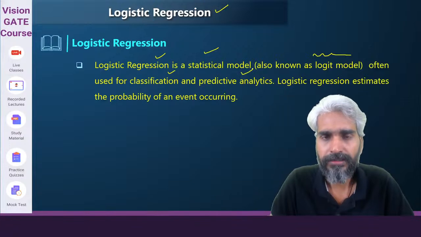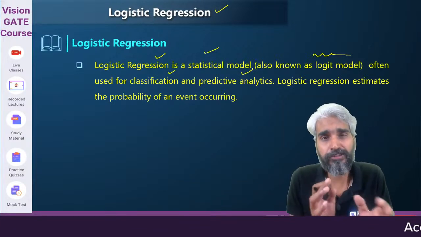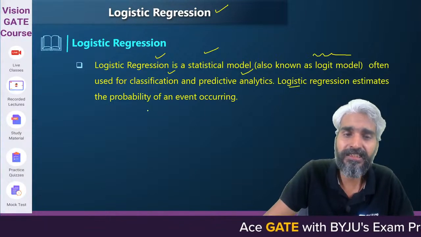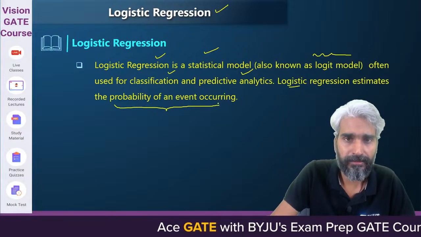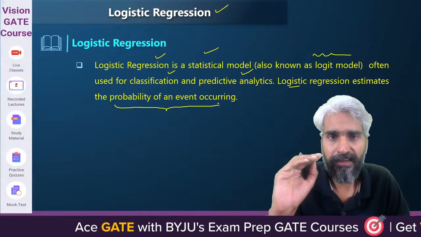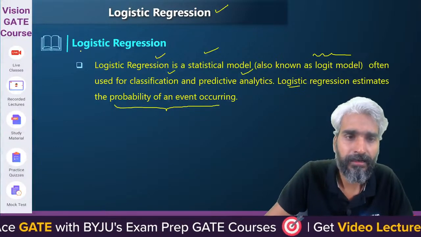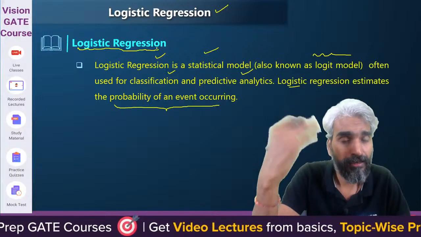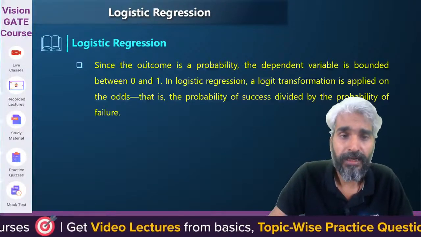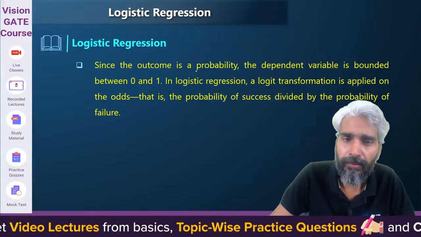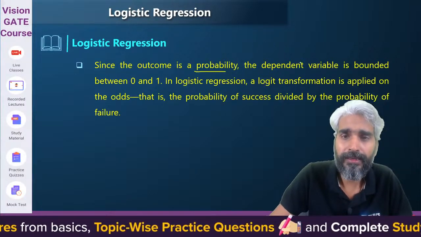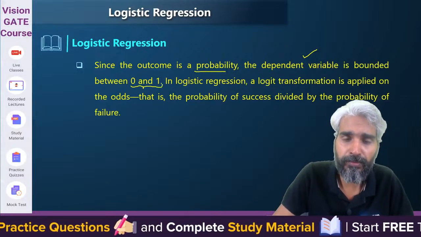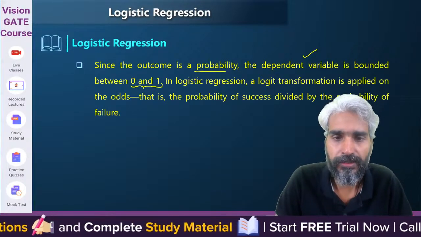Something will happen or not happen. It depends on the probability of that particular thing. So logistic regression estimates the probability of an event occurring, that is, with what probability that particular event can occur. Logistic regression will try to estimate the probability, and based on that probability it will decide whether it will occur or not occur. Now, apart from that, because we are talking about probability, your dependent variable, which we are going to discuss, will be bounded between 0 and 1, because probabilities are in the range of 0 and 1.